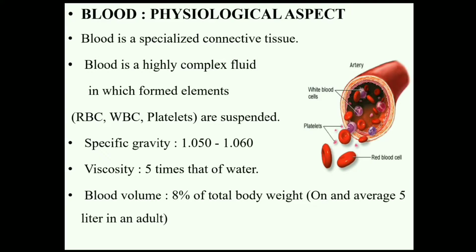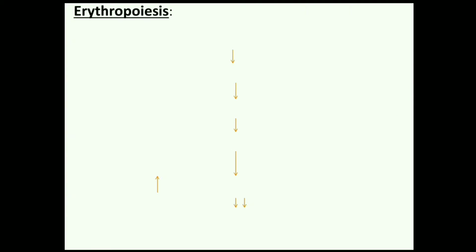Blood physiological aspect. Blood is a specialized connective tissue. Blood is a highly complex fluid in which formed elements are suspended. Those formed elements are RBC, WBC and platelets. The specific gravity of blood is 1.050 to 1.060. The viscosity is 5 times more than that of water. The blood volume is 8% of total body weight.